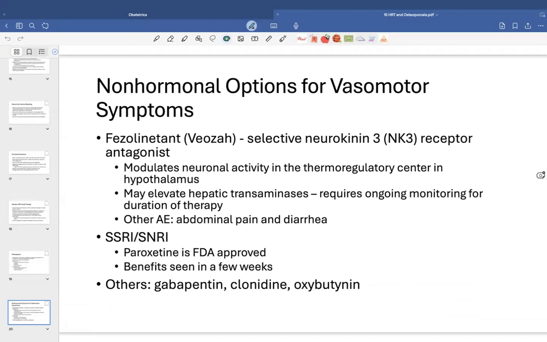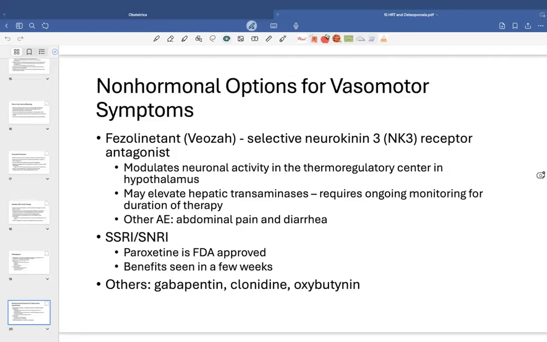Actually, a very new drug called fezolinetant, or Veozah, was approved last year. It basically works as a selective neurokinin 3 receptor antagonist. This is involved in signaling in the thermoregulatory center of the hypothalamus, which basically helps to offset some of the problems with hot flashes and sweating and such.